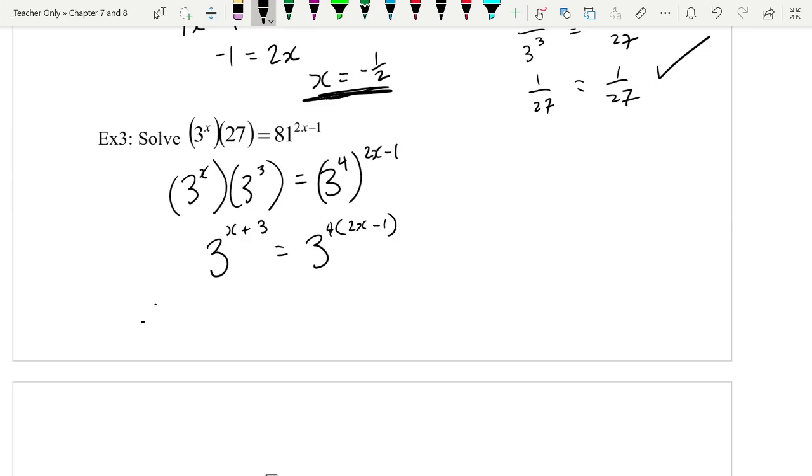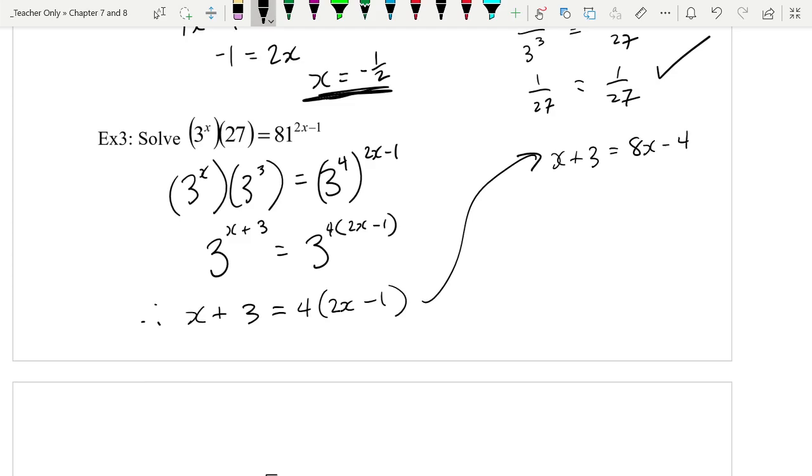And now, once again, I can use my therefore. If this base to this power equals the same base to that power, then those two powers have to equal each other. And then from there I can just solve this algebraically. So that's x plus 3 equals 8x minus 4. Negative 7x is equal to negative 7, and x is equal to 1. You can do a verify if you want, but obviously 3 times 27 is 81. You can kind of see it visually.